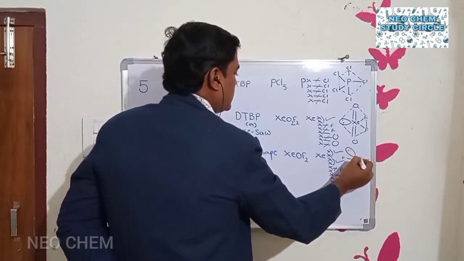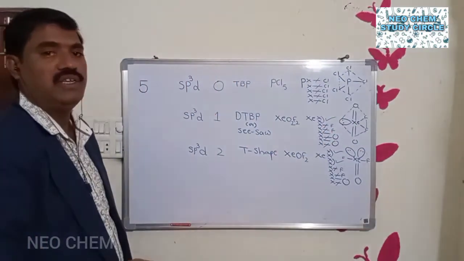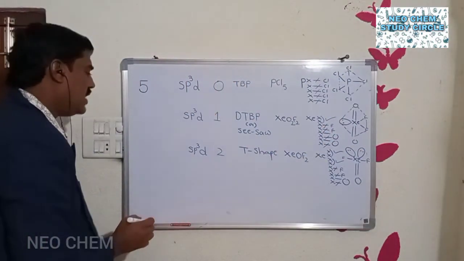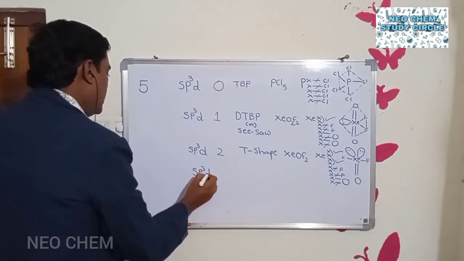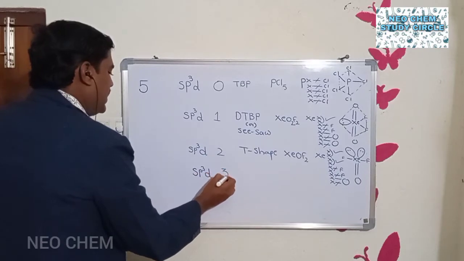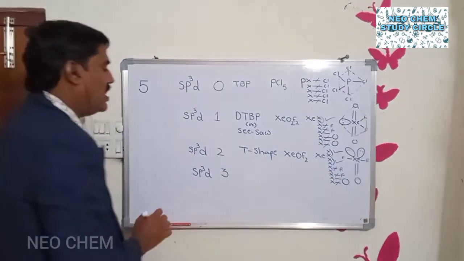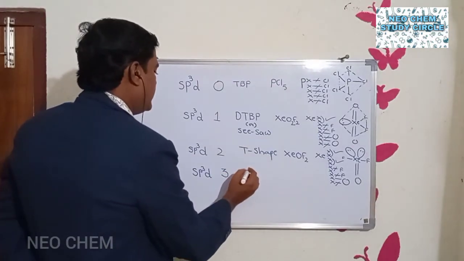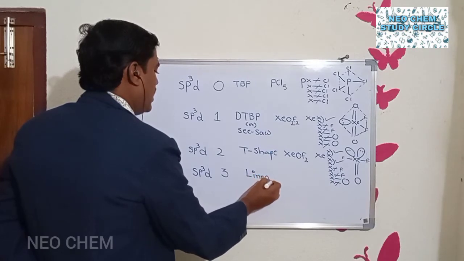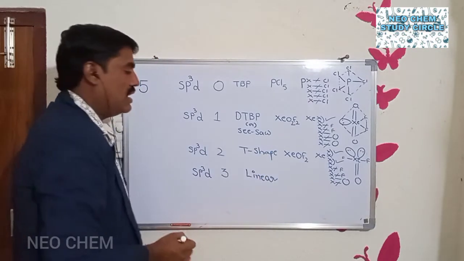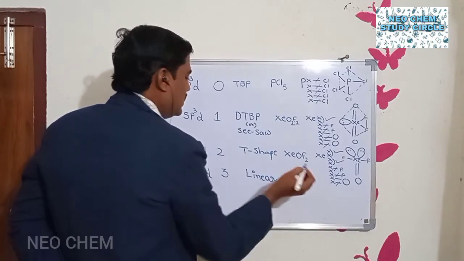Okay, 2 lone pairs. This is the capital T shape. Next, after sp3d hybridization, if 3 lone pairs are there over the central atom, then the geometry of the molecule is linear. For example, xenon difluoride.